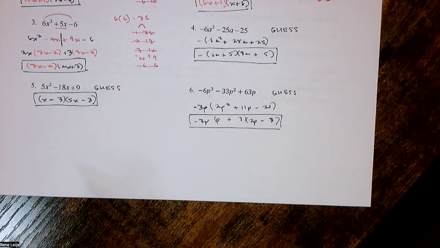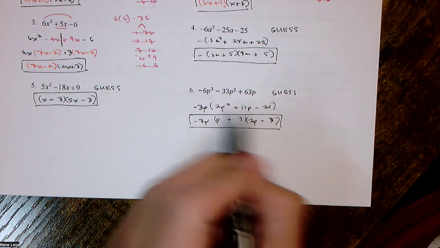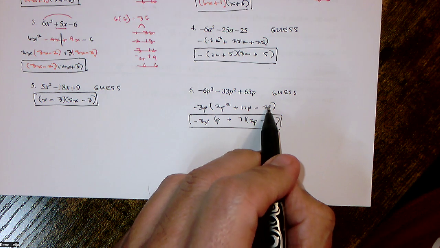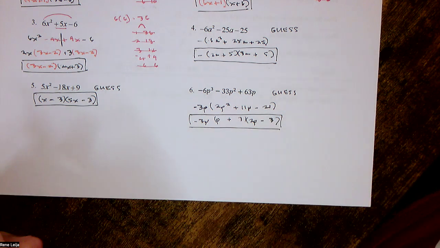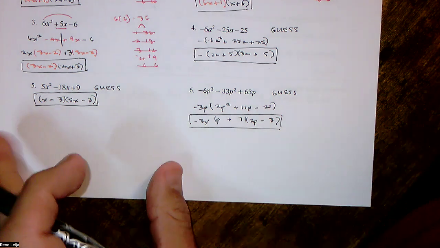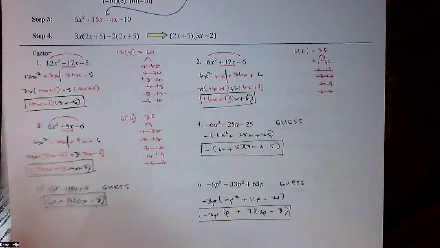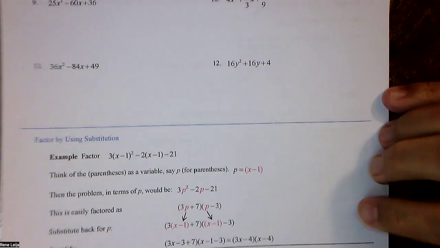That's it. Again, you could have used the AC method. 2 times 21 is 42. List all your factors of 42, split up the middle term, and then go from there. Okay, so it's totally up to you as to how you want to do it, if you want to guess or do something else.